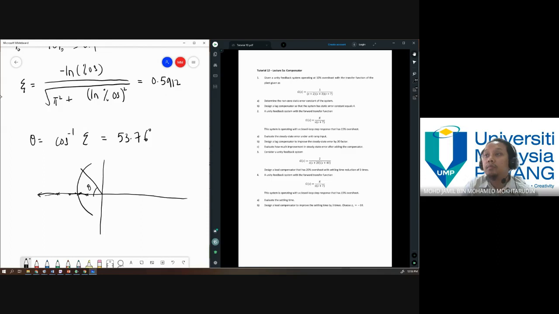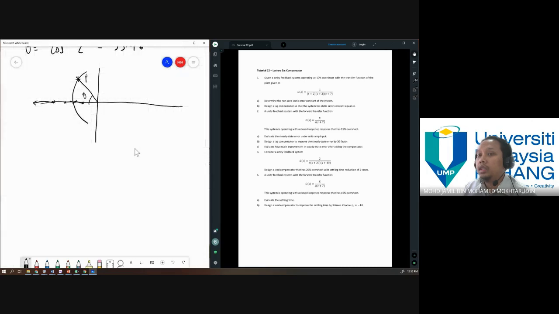Okay, maybe like this, okay? So we want to find this dominant pole here. Let's say P. So to find the point P, you need to use the formula I showed just now. Okay, so at this point, omega equals sigma tangent theta, equals 1.364 sigma, okay.